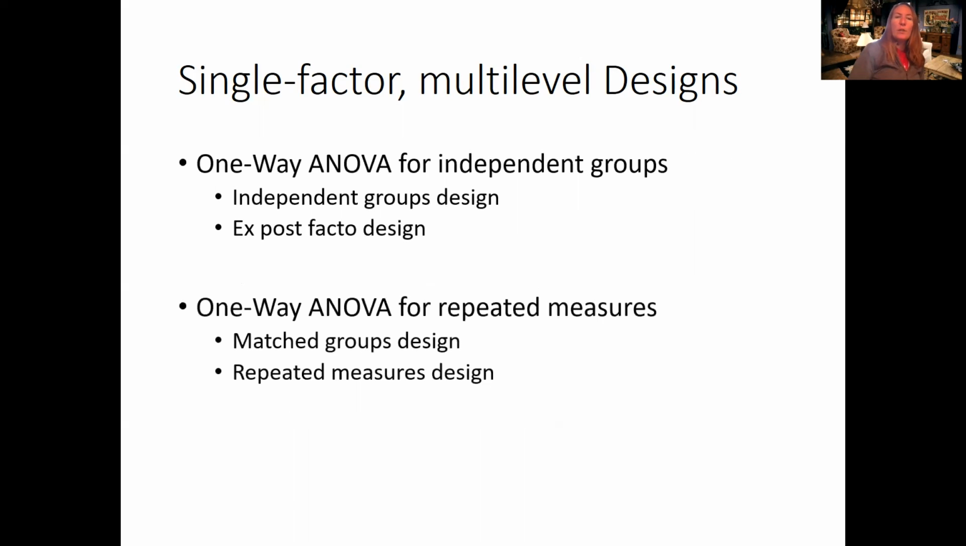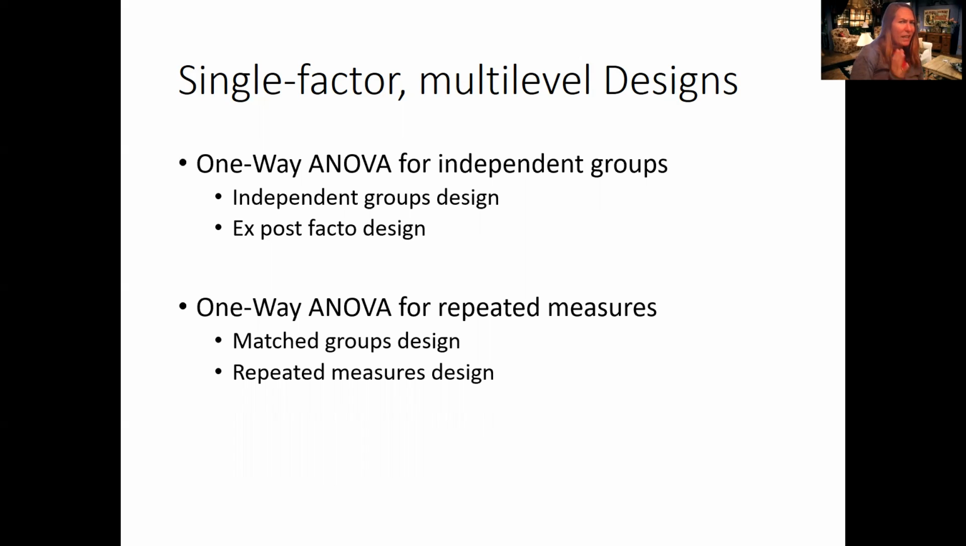Okay, so there's a couple different ANOVAs that we could run. The worksheet is going to have you do one of each of these. So the first one is our one-way ANOVA for independent groups. This is when you have a between subjects design. So this is when you have an independent groups or an ex post facto design. And then we have the one-way ANOVA for repeated measures. And this is whenever you have this connection between the groups, both of these. And so you would do this with a matched group or repeated measures.